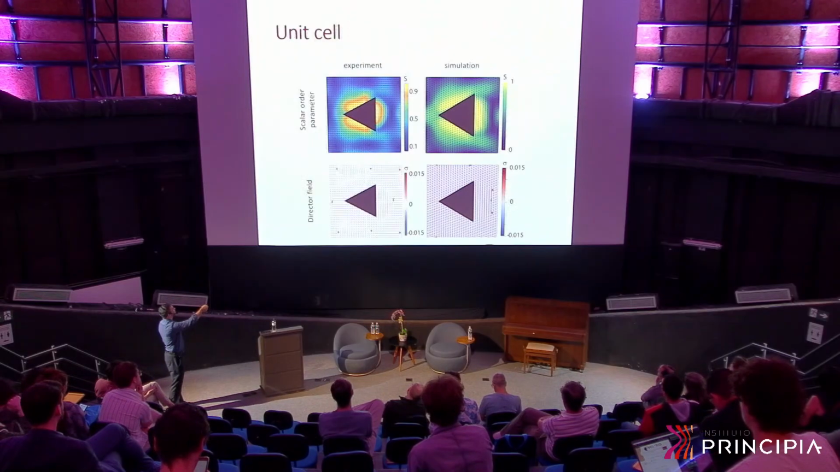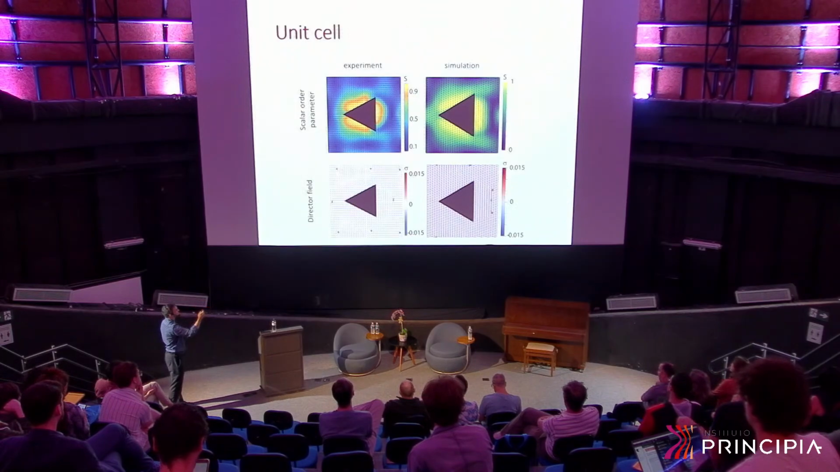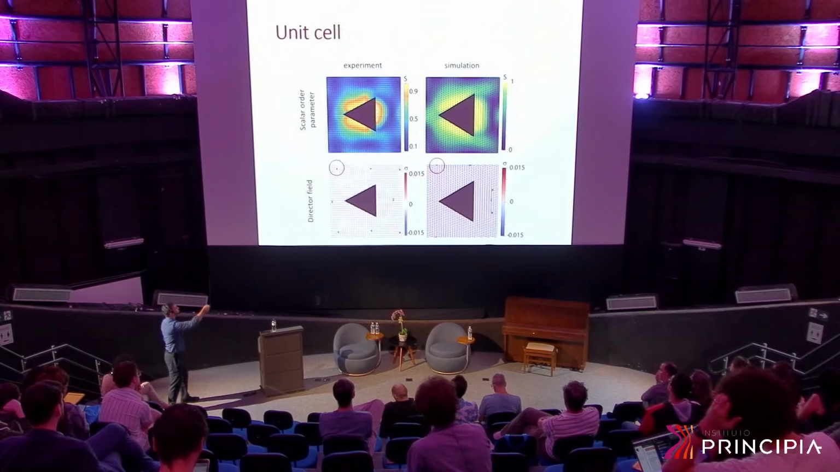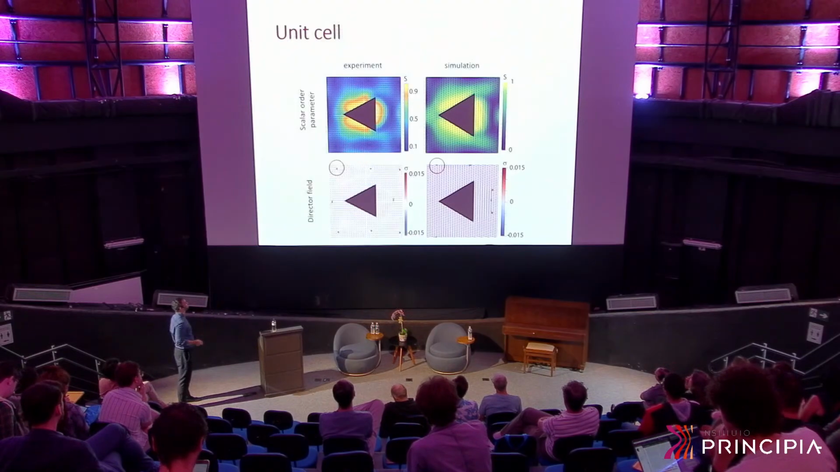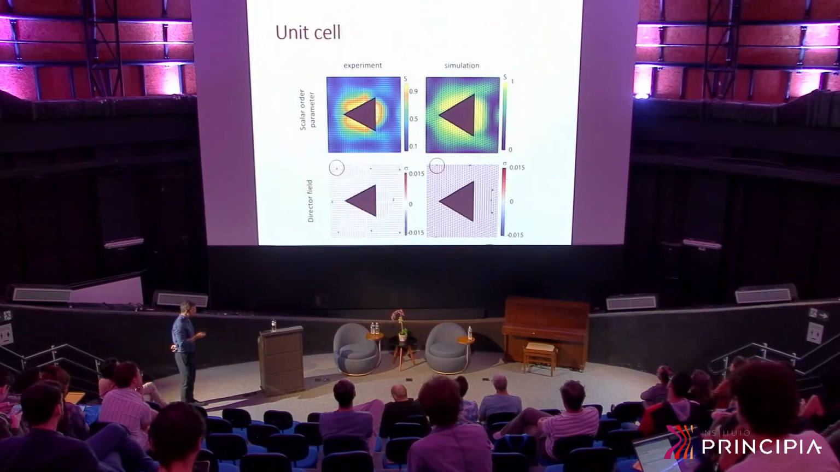Because here you see the director field. There is both in experiment and simulation, those topological defects, the positive ones, that drive the fluid to the right. So we believe the shape of the triangles helps to produce a topological defect here between the obstacles. So topology and hydrodynamics, that's the difference from other similar systems. Okay.